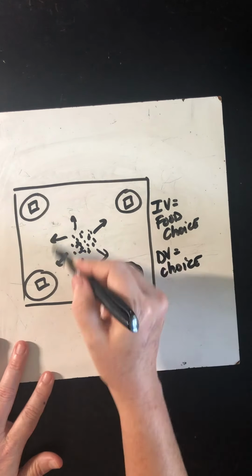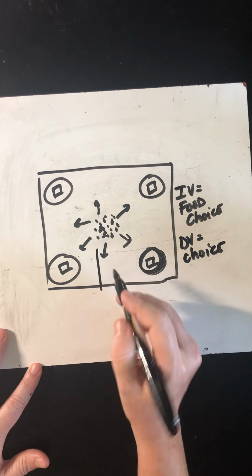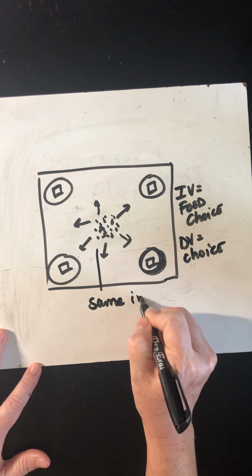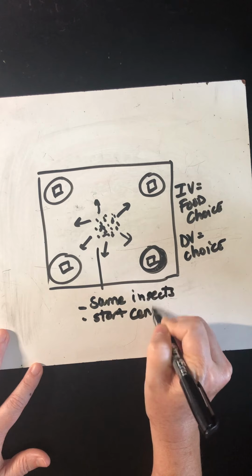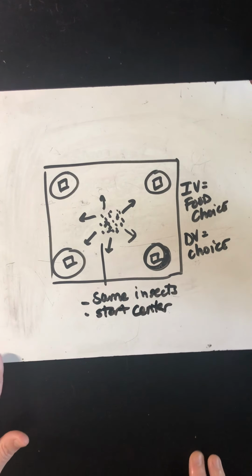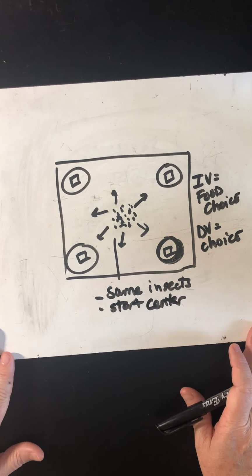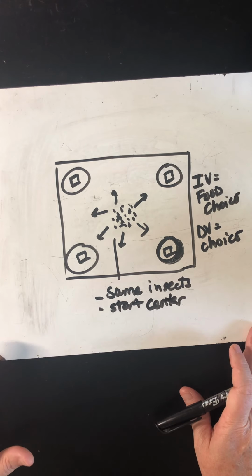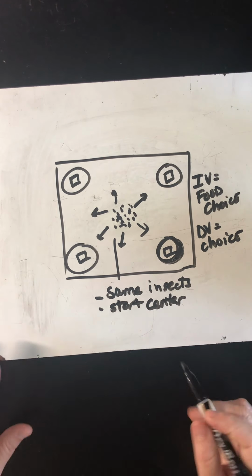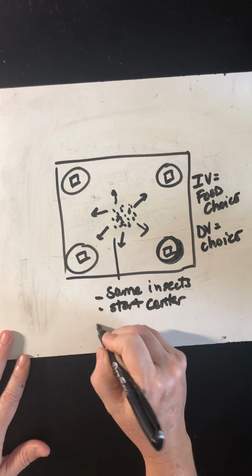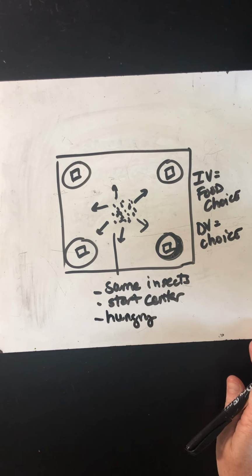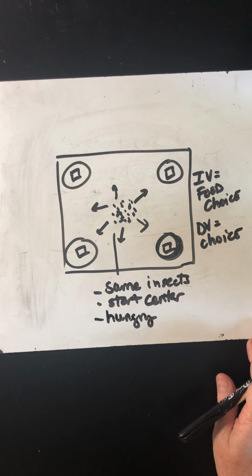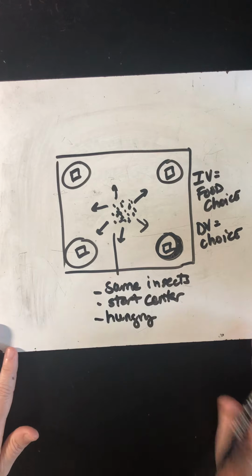Now, constants, we want to use all the same insects. They start in the center. Some of you who did mice, that was very hard because they were all over the place. And some of you did a very good job. You didn't feed them all night long, so when you put them down, they were all hungry. So we'll say that, because that would make a difference. If you just fed them and then you put them in the box, then that's a different variable, because now they're full. They're not really interested in food.